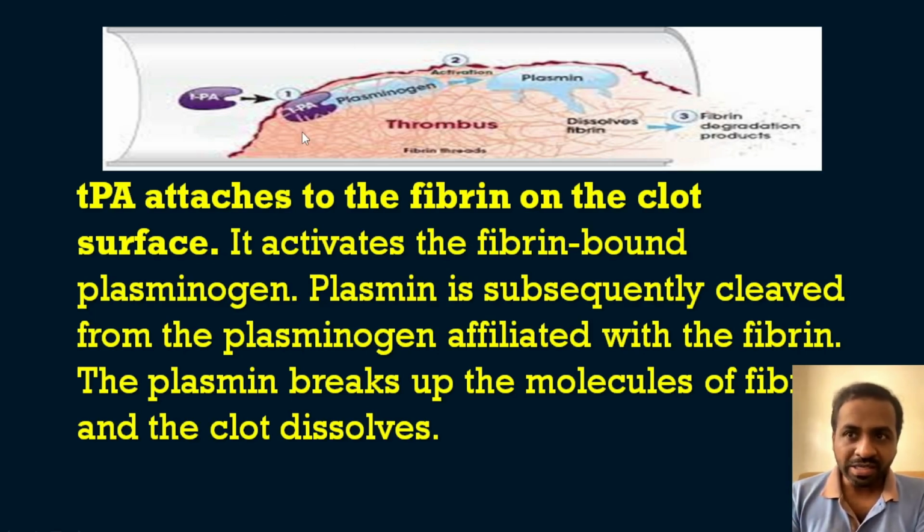So by administering TPA, it will attach to the plasminogen, and the plasminogen will be converted to activated plasmin, and this plasmin will dissolve the fibrin. So here the thrombus is more, it will dissolve the fibrin, and it will result in the fibrin degradation product. Okay, so this is the action. The plasmin is subsequently cleaved from the plasminogen affiliated with the fibrin, and the plasmin breaks up the molecules of the fibrin, and the clot gets dissolved. Okay, so this is the action of TPA, or the tissue plasminogen activator. So I think this is also clear for you.